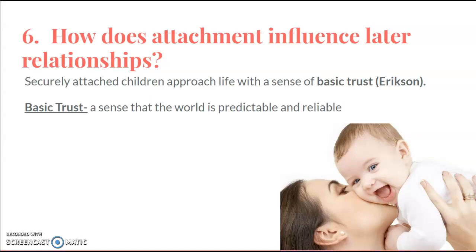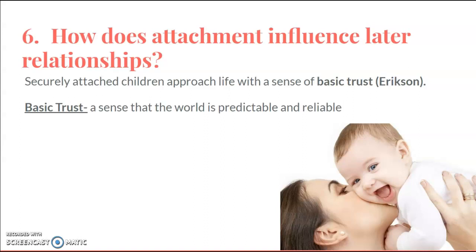So why would an infant think that the world is predictable and reliable? Well, securely attached children have learned that they can trust that their caregivers are going to take care of them. Securely attached infants know that when they cry, they're going to be comforted. A crying infant knows that over and over again, if the mom or the dad or whoever the caregiver might be, picks them up and comforts and soothes them, or they get fed in a reliable pattern, those things produce the sense in an infant that the world is predictable and reliable, and they have a basic sense of trust.